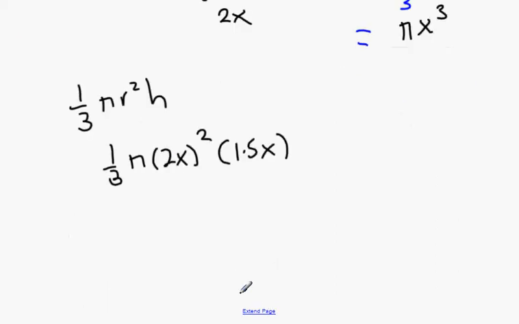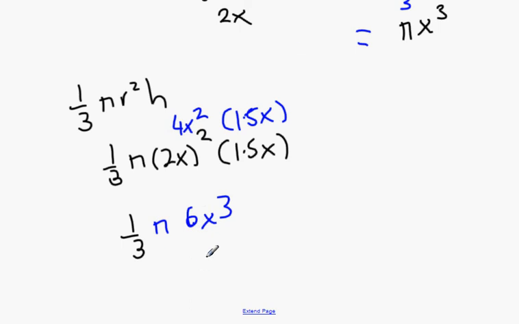Let's look at it here. We're going to get a third. What's 2x squared? Anybody? 4x squared. What's 4x squared multiplied by 1.5x? Does 4 multiply by 1.5? 6x cubed. What's a third of 6? 2. 2 pi x cubed. The volume of the second one is 2 pi x cubed.